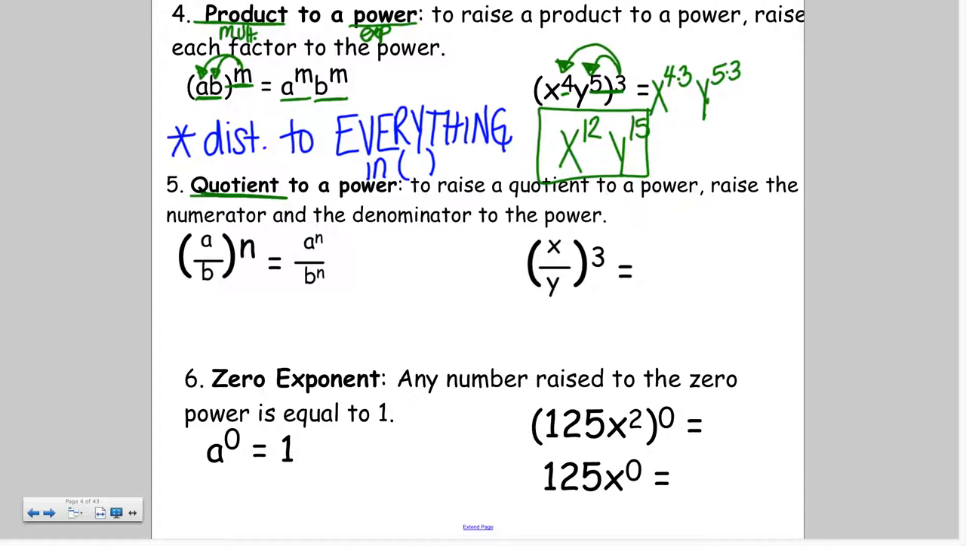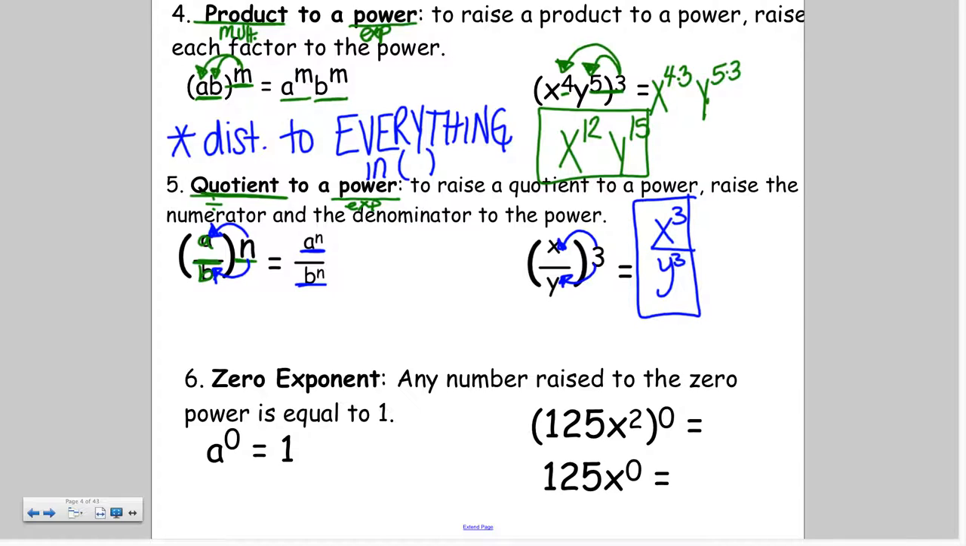All right, our 5th one is a quotient to a power. So we're going to have division, and we're going to have it raised to an exponent. So if you see this, our A and our B are being divided and it's being raised by n. So again, we're going to just distribute to everything in parentheses. And then we have A to the n and B to the n. All right? Now let's try this. We have x divided by y raised to the third. So we're going to distribute to x. We're going to distribute to y. So we end up with x cubed over y cubed.